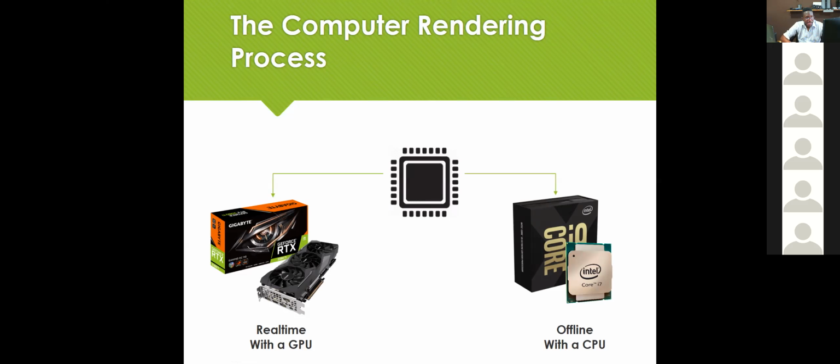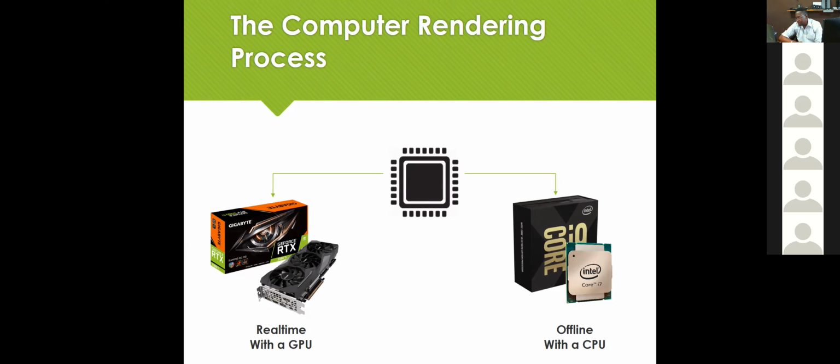All right. Now, this might be news to some of us because what happened is that there was usually only one main type of rendering. You understand? And that was offline. Now, what you notice here, offline rendering uses what you call the CPU, and real-time rendering uses what's called the GPU.